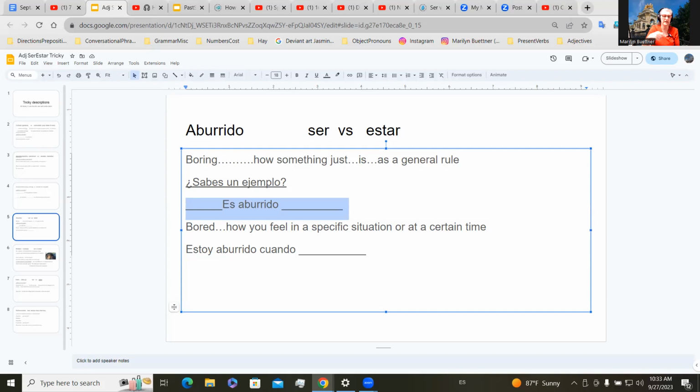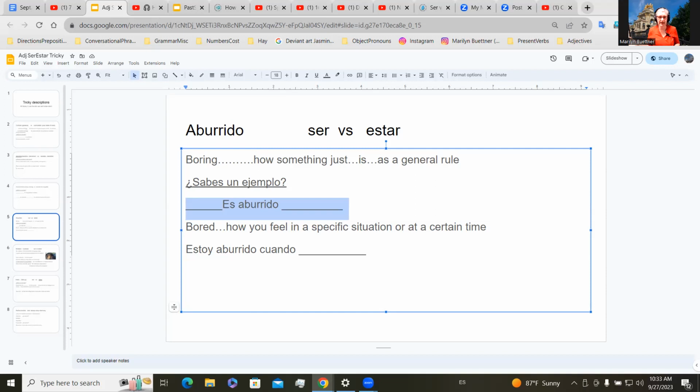Sí, Nora. I have the ones that go together here, this one and then the next sentence. And sorry, Mark, American football es aburrido. And then I said, estoy aburrido cuando mis amigos lo miran. Is that right? Estoy aburrida. I am bored cuando lo miro. When I look at it, when I watch it. Sí. Okay. El fútbol americano, sí.